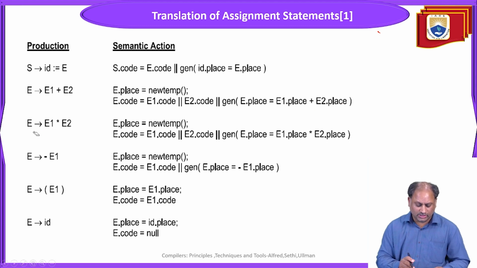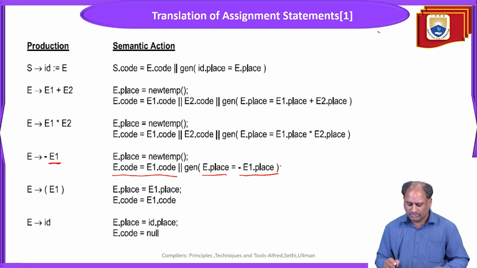Similarly, here if you observe, there is only one element, that is E1. Now we can say E dot code is assigned E1 dot code, and the generation of the place value is E dot place equal to unary minus E1 dot place. Now here there is no unary minus operation, that's why it holds the place value and then the code value. So if only a variable identifier itself appears, then the place value and code value are not there. So we have to write E dot code equal to null.